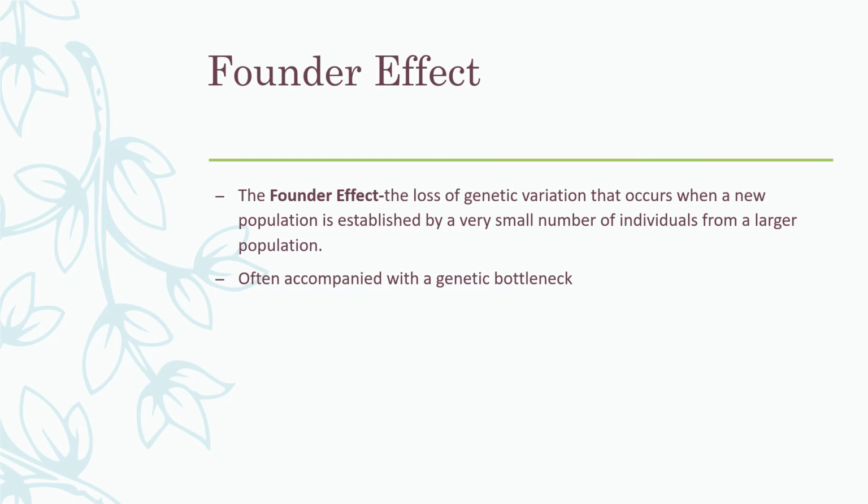Then we have the founder effect. So it's another kind of gene flow. The founder effect is the loss of genetic variation that occurs when a new population is established by a very small number of individuals from a large population. So on the last slide, we took some individuals from a large population and put them in a new area. Those individuals will then have less genetic variation than the original population because they could only breed amongst themselves and not have much new gene flow coming in to increase variation. The founder effect is often accompanied with a genetic bottleneck. We'll talk more about that later.